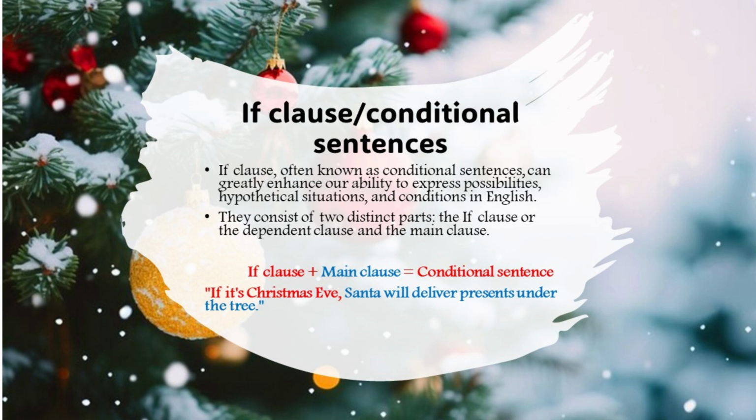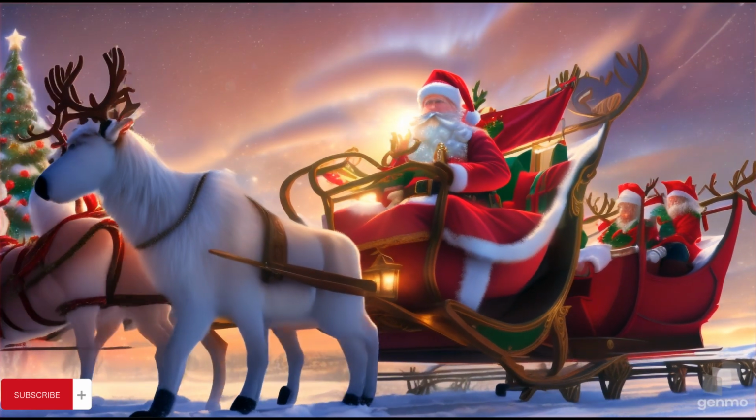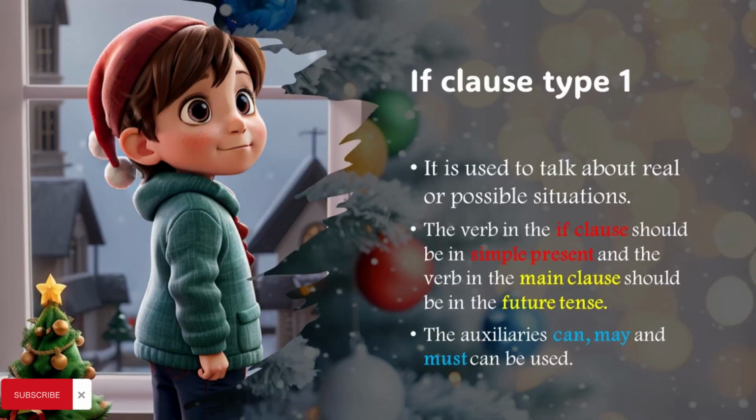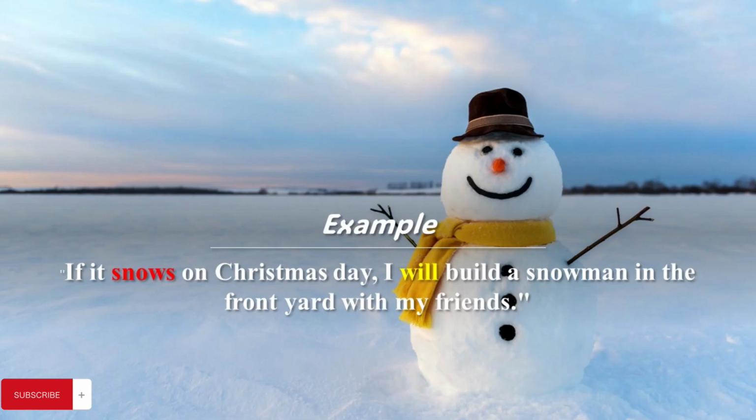Now, let's jingle all the way into the first type. If clause type 1 is used to talk about real or possible situations. It implies that the condition in the if clause can be fulfilled and the result in the main clause will happen. Let's discuss this example.